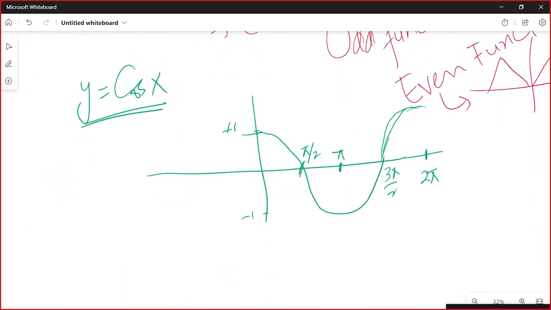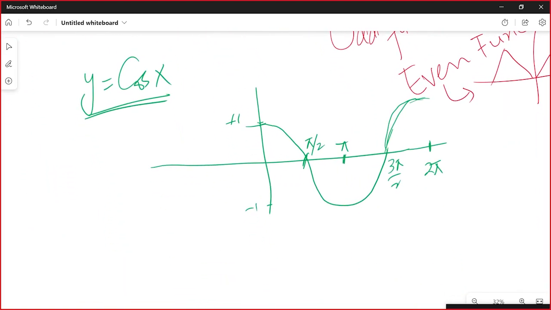What is the cycle of this cos x? 360, or in radians? 2 pi, very nice. And it's also repeating, so if I draw, it would come like this. What would be the x value here? Negative pi over 2, very nice. And what would be the value here? Negative pi, very nice.